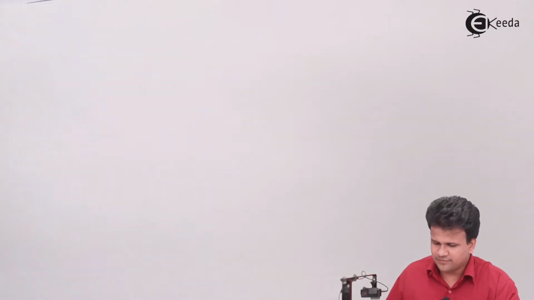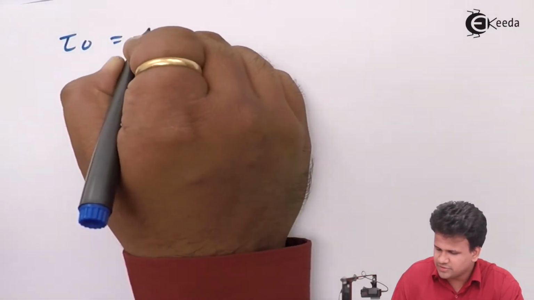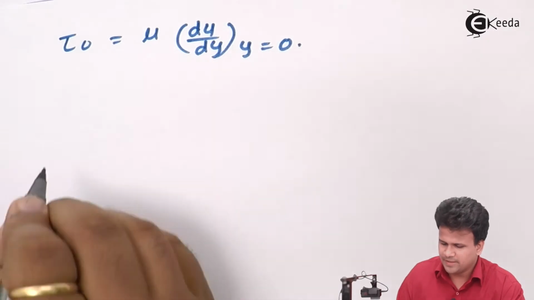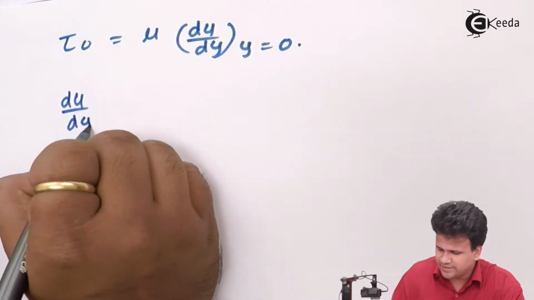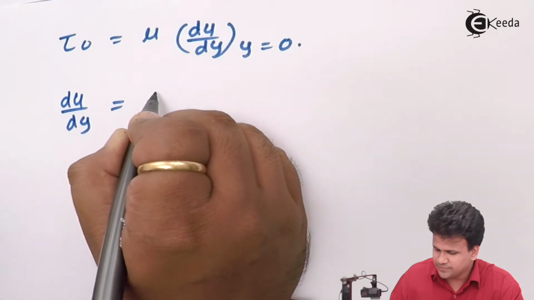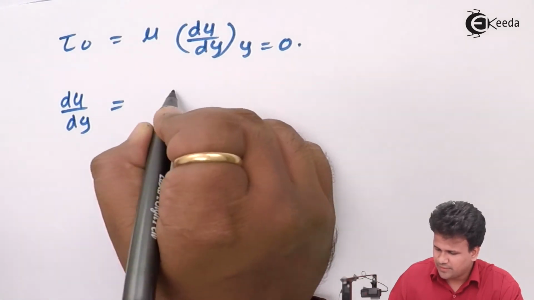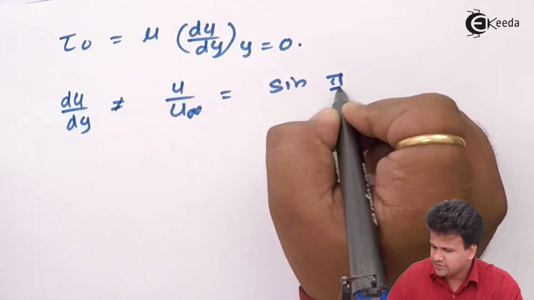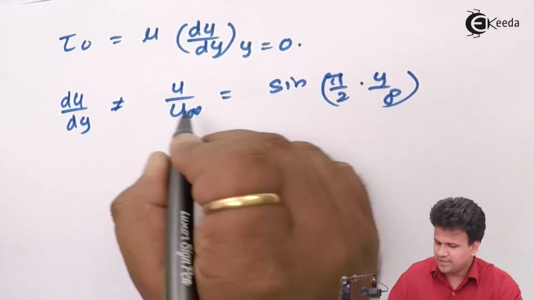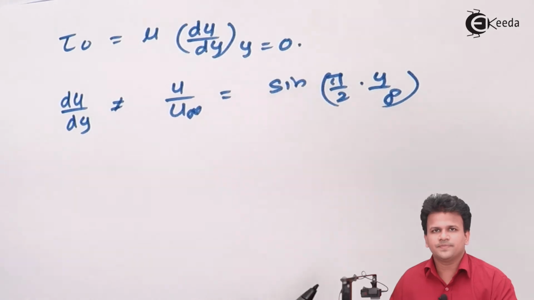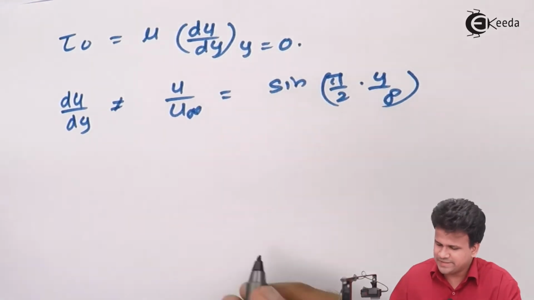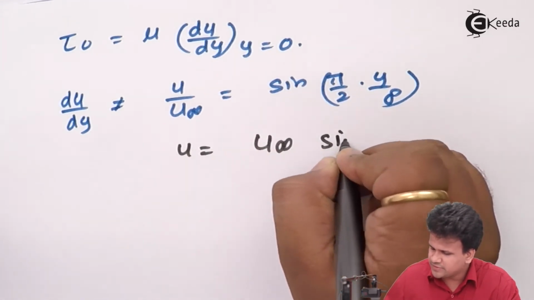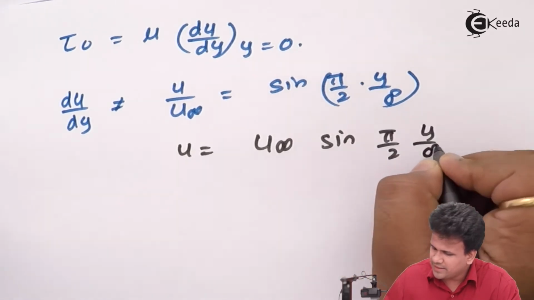So according to Newton's law of viscosity, we know that tau 0 is equal to mu into du by dy at y equals 0. So let us calculate what is du by dy. We have to substitute for this function, that is u upon u infinity is equal to sine of pi by 2 y by delta. So over here, u is equal to u infinity into sine pi by 2 y by delta.